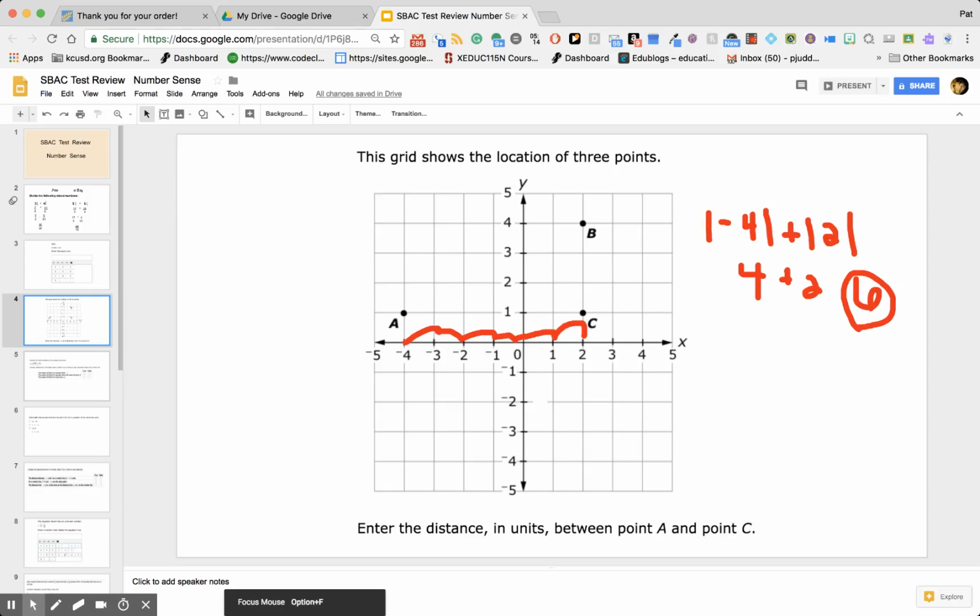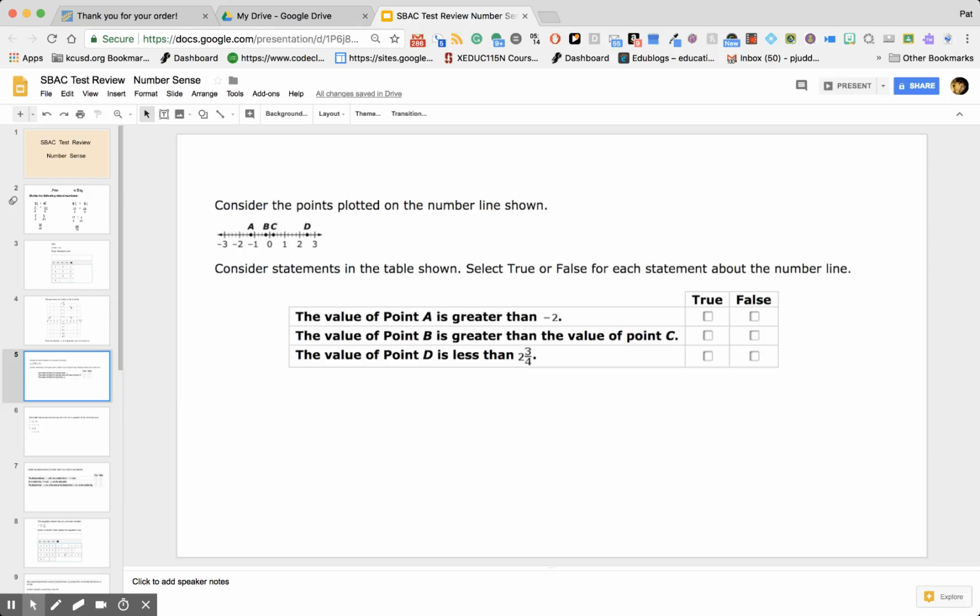Moving on to the next one. Consider the points plotted on the number line shown. So you have -3, -2, -1. You have A located here. B, C, and D is on the other side of 0 between these 2 numbers here. Consider the statements in the table shown. Select true or false for each statement about the number line.